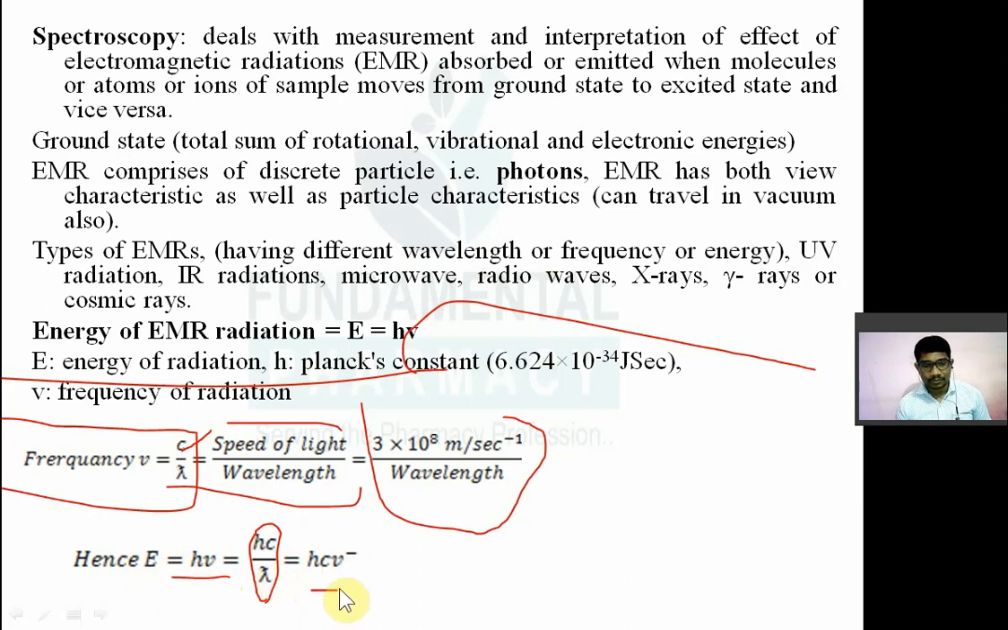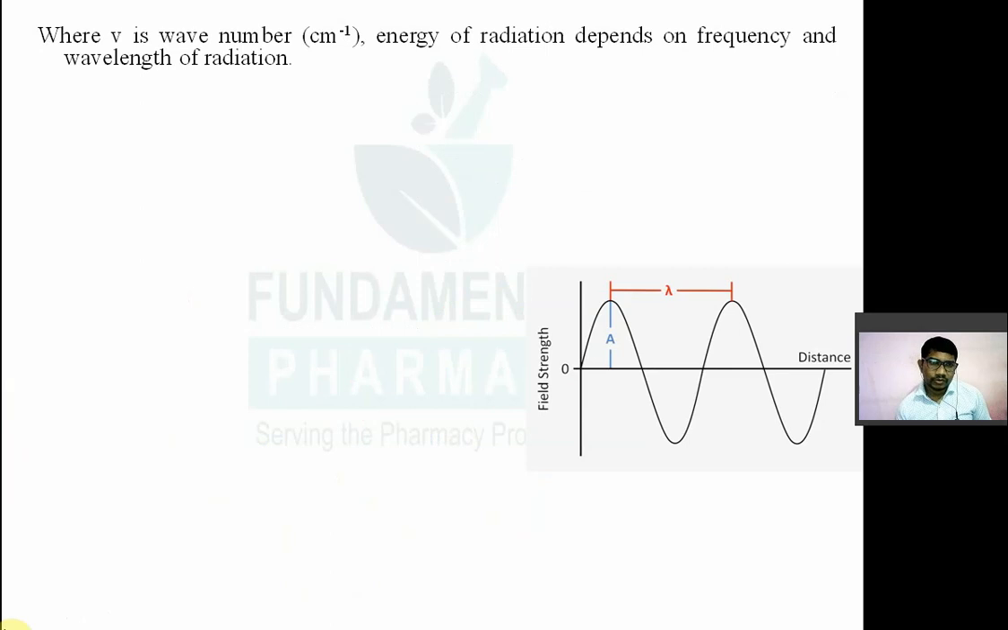In case of wave number, if wave number is mentioned, you can also calculate like this: hc v, where v is the wave number. What is wave number? It is the reciprocal of your wavelength. It is denoted in centimeter inverse. Wave number is used in IR spectroscopy. In infrared spectroscopy, wave number is denoted. In other spectroscopy like UV and NMR, wavelength is denoted.